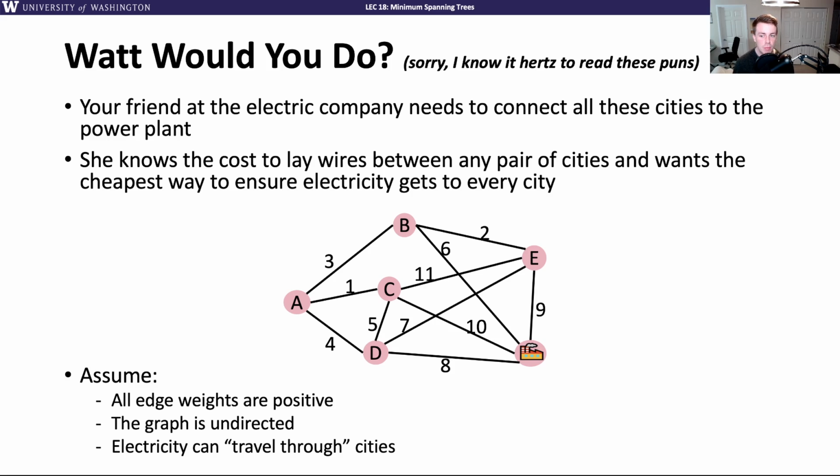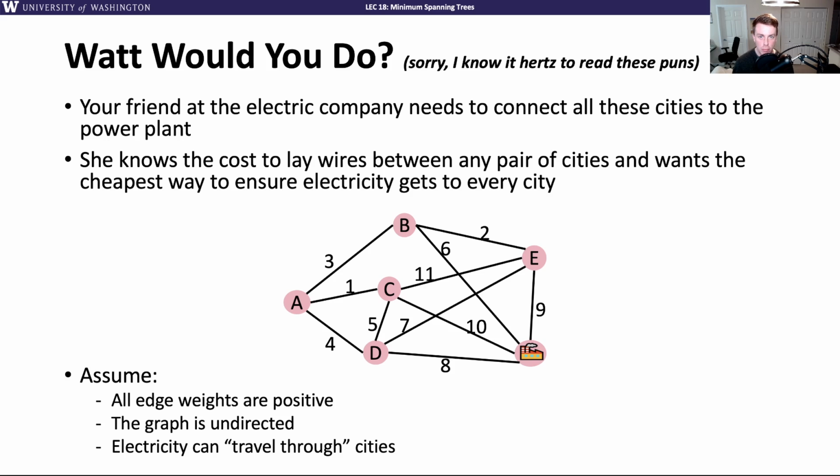We're also going to assume that electricity can travel through cities. What I mean by that is that you don't need a direct edge from a city to the electric company. For example, one way of powering city A is, instead of having an edge directly to the electric company, you can have an edge from A to B and then from B to the electric company. So we can let electricity travel through a city so that we don't have to have these direct connections to our source. So we have this graph of possible options.